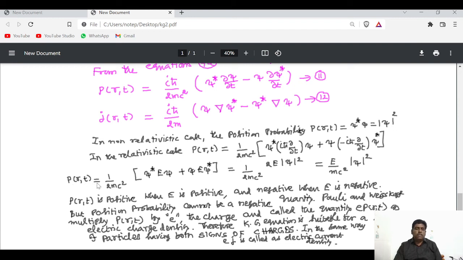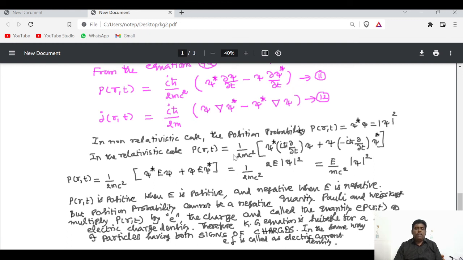Therefore, in the case of relativistic quantum mechanics, or the relativistic Schrodinger equation, or the Klein-Gordon equation, P of r comma t cannot be called a position probability, but e into P of r comma t is reinterpreted as electric charge density. In the same way, e into J of r comma t is called electric current density, because the value of e is not only positive, e can have both positive and negative values. The value of e is different at different places, so the KG equation is suitable for a system of particles having different signs of charges.